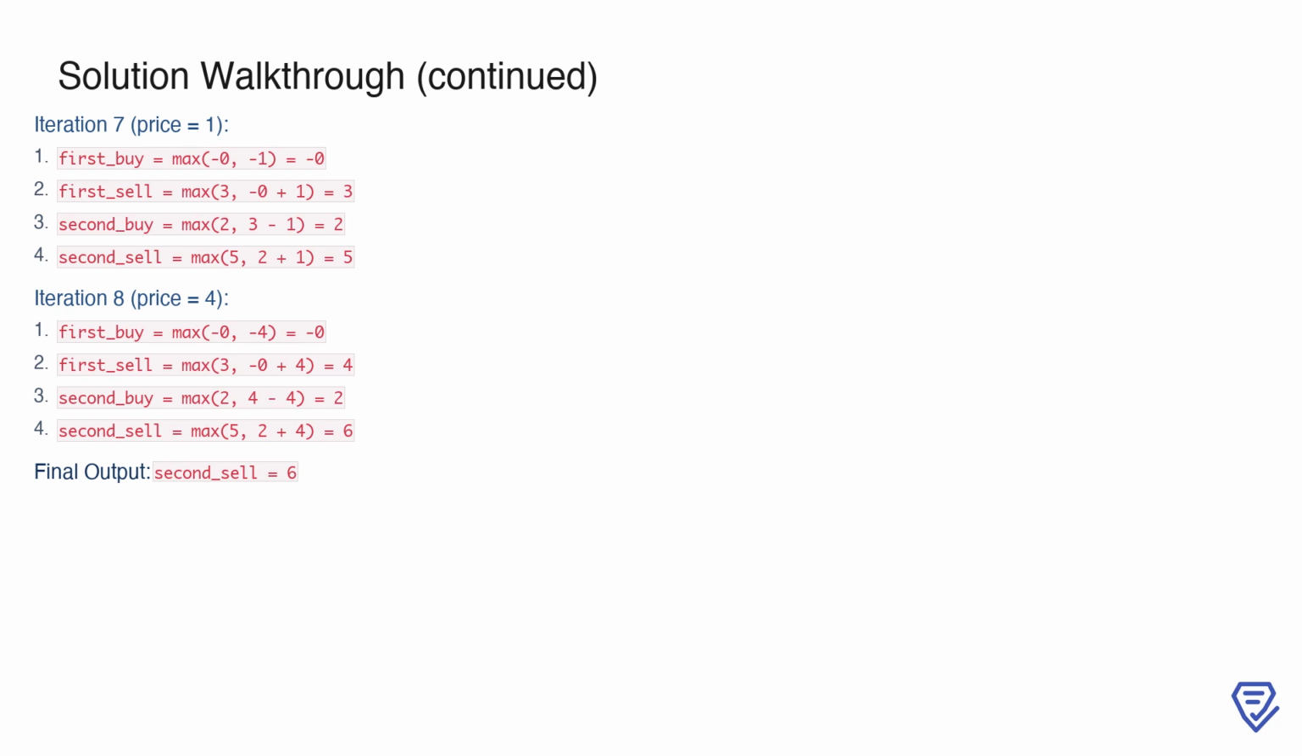Finally, when the price increases to 4 in the eighth iteration, we see an update to first_sell, which becomes 4, reflecting the profit from selling the stock purchased at 0 for 4. second_sell also updates to 6, as selling the stock purchased at 2 for 4 yields a total profit of 6. At this point, we've evaluated all prices in the array, and the maximum profit from 2 transactions is stored in second_sell, which is 6.